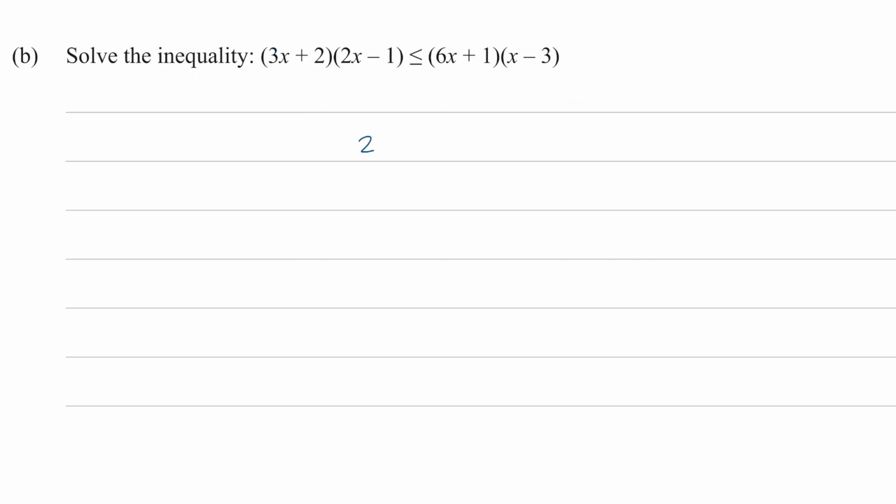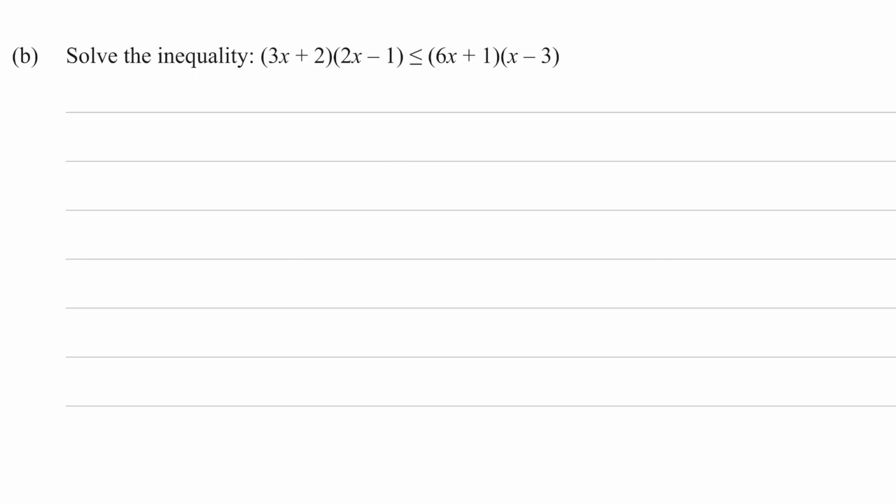It's like solving the equation 2x plus 1 equals 3. Same idea, except here we have an inequality. So instead of a single value for x, we'll have multiple values. An inequality.